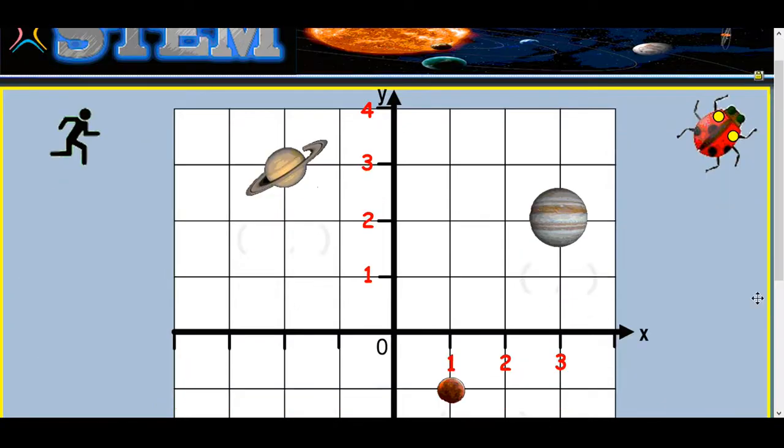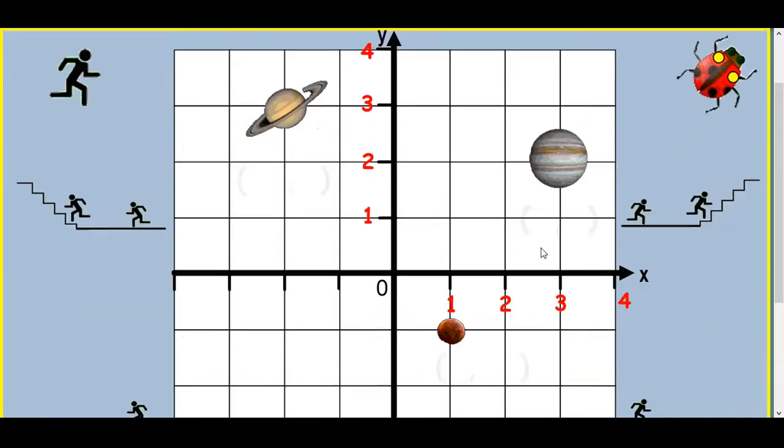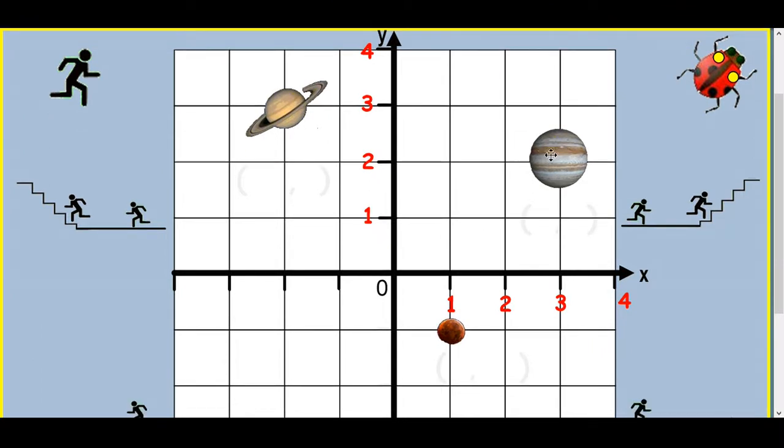Okay, so let's have a look at this. We've got some planets here. I'm not going through the names of Saturn and Jupiter and so on, but let's look at this planet here. I'll put my numbers back in. If I was trying to get the coordinates for that particular planet, Jupiter, then you would go along first. So it's 3 along and then 2 up. So that would be written like this: (3, 2).